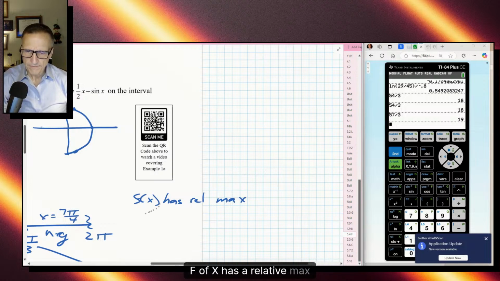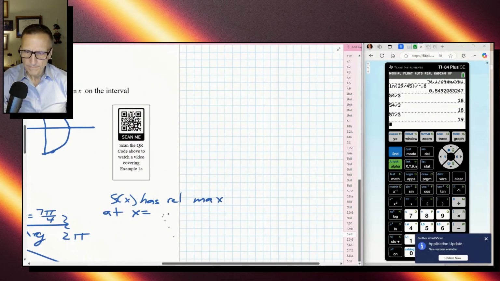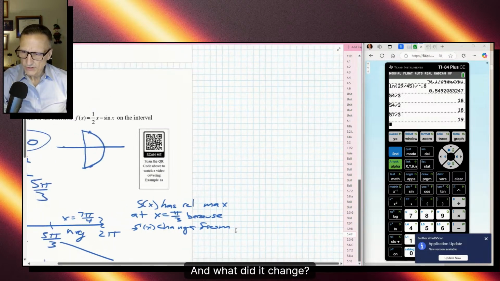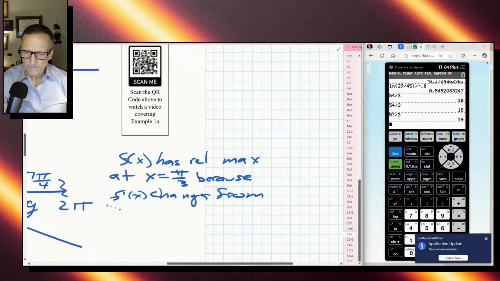F of x has a relative max at, now I am going to give just the x values here for time's sake, but at pi over 3, because f prime of x changes. How did it change? It changed from being negative to positive. That's the justification for there to be a relative max.